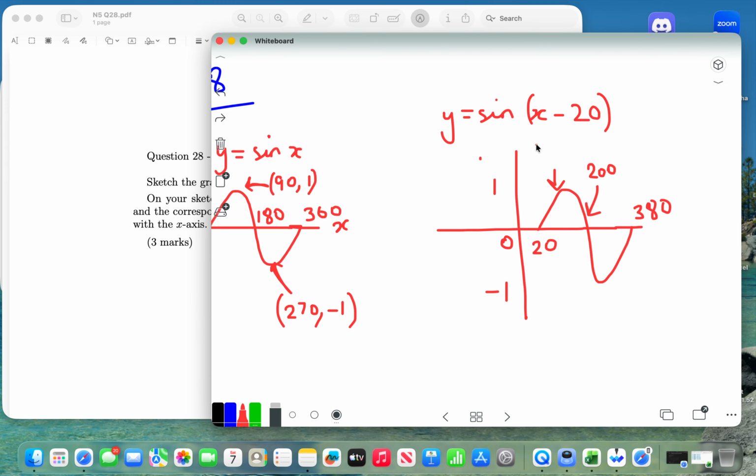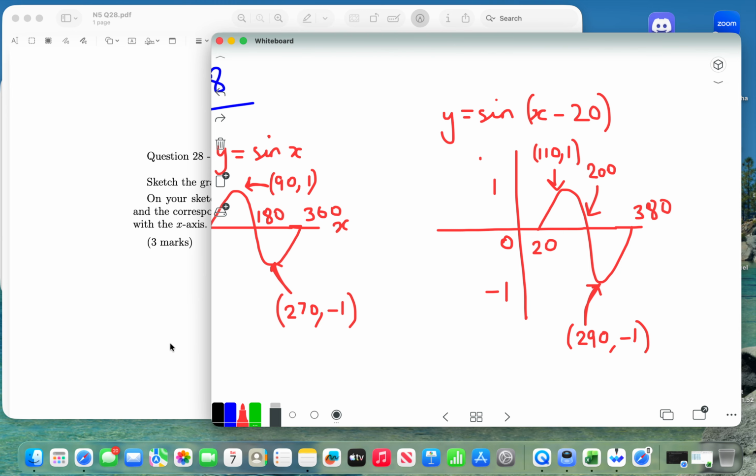This point is 110, 1, and this point is 290, minus 1. So this is y is sine of (x minus 20).